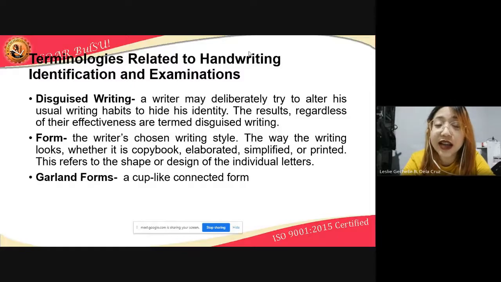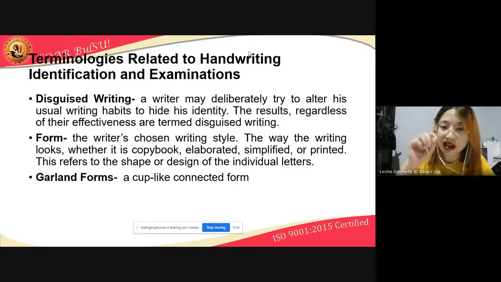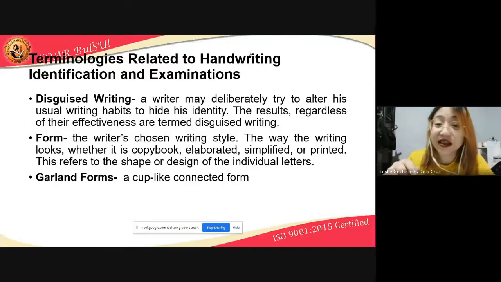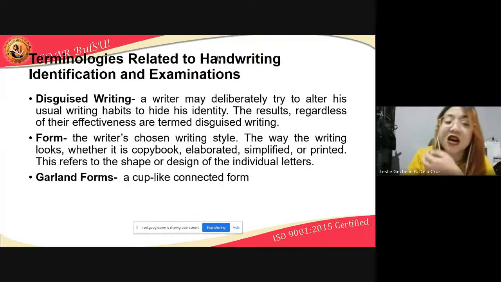Garland form. A cup-like connected form. Kapag connected siya, cup-like naman, 'di ba? Ang cup, as in cup na iniinuman. Pag ganun siya. Yun naman ang Garland form. Unlike arcade form sa taas. Ganun siya. Rounded on the top and open at the bottom.